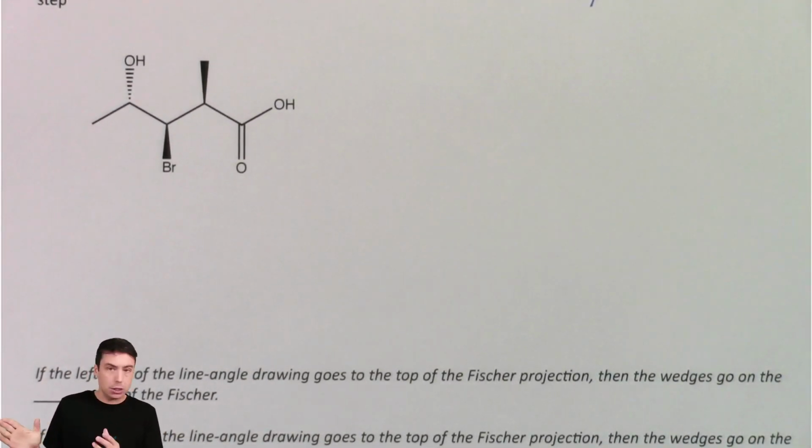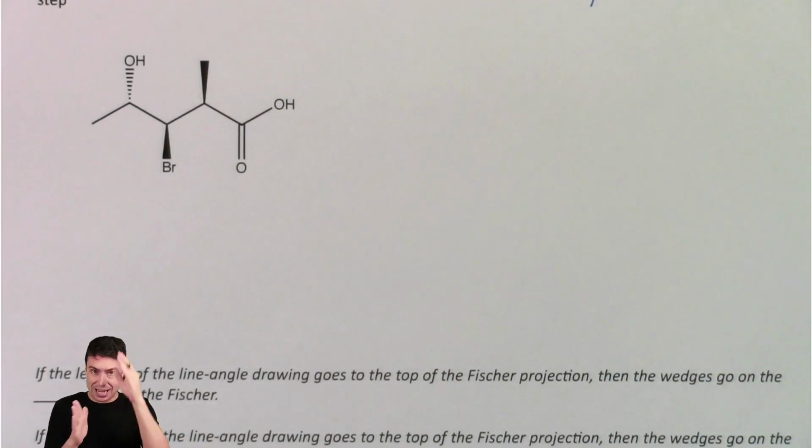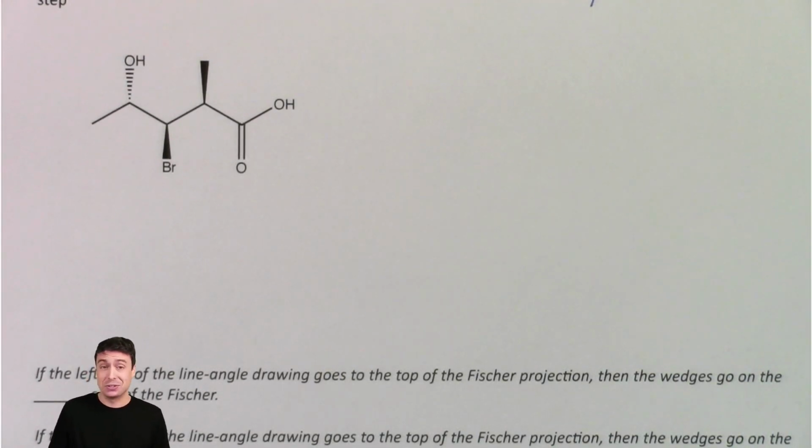So let's start with the end goal. What is the end goal? The end goal is to represent all of my chiral centers on that kind of nice crosshair, simple Fischer projection. So the first thing I've got to do is figure out, well, where are my chiral centers? So take a moment, pause the video if you want, identify where the chiral centers are in this molecule.